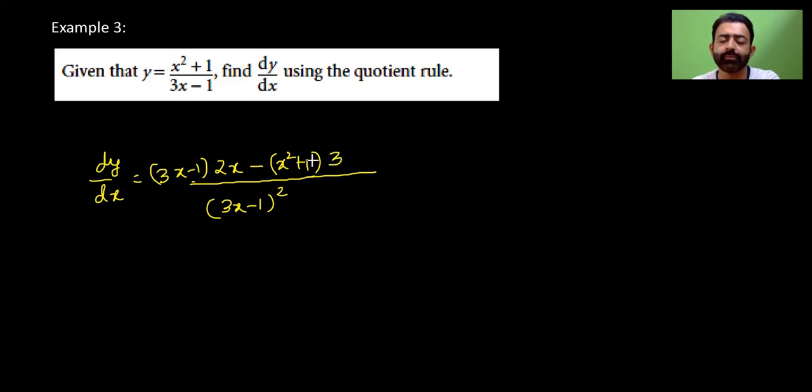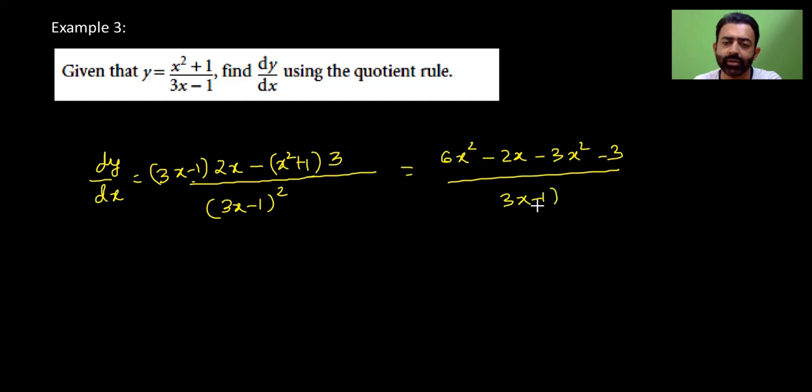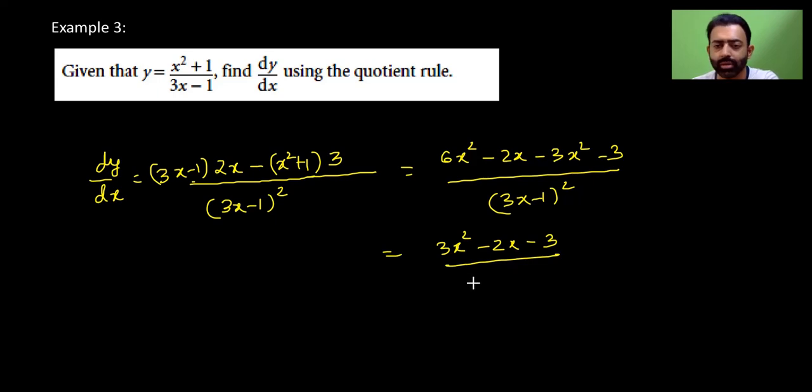The derivative of 3x minus 1 is just 3. Now differentiation you have done, you have to simplify also. So 3x into 2x is 6x square minus 2x, then minus 3x square and minus 3. In the denominator it is just 3x minus 1 whole square. So this is 3x square minus 2x minus 3 upon 3x minus 1 whole square. This is your dy by dx.